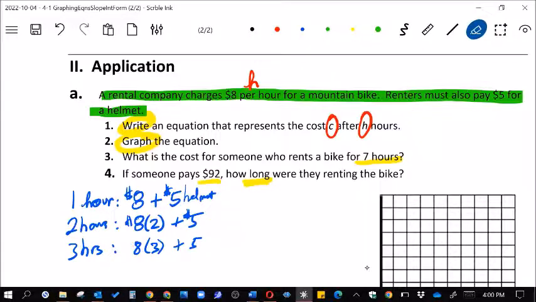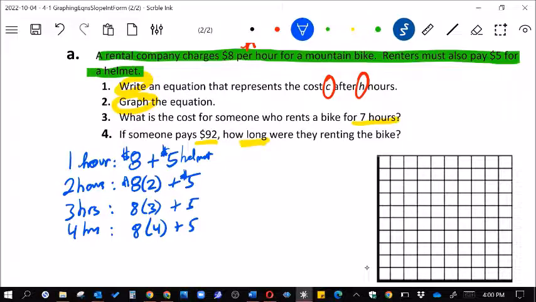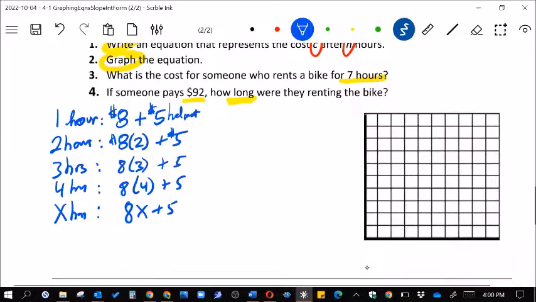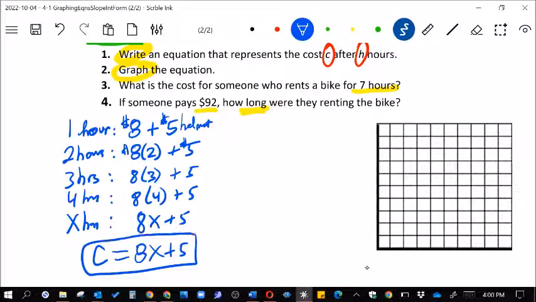If I did 4 hours, that means it's 8 times 4 plus 5. I don't know how many hours I'm going to have it, so we'll call them X, which means it's 8X plus 5. Now that helps. So C, the cost, is going to be equal to 8X plus 5. That's the equation. That's 1 here.